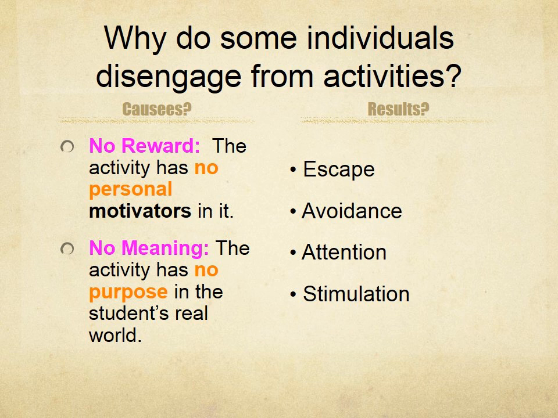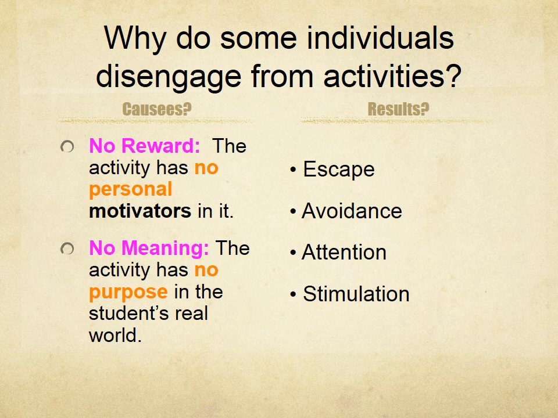We wonder why the individual is acting out, not wanting to go to the activity or even complete the activity. And I think that most of us are aware of some of the reasons that individuals may disengage from those activities. So I've just listed some here for us to review. For instance, some of the causes: if there is no reward. So this activity has no personal motivators in it. And I'm going to talk about personal motivators. We might think the activity is motivating, but it has to be personally motivating to that person. It also may have no meaning. The activity has no real purpose in the student's real world. So we really have to think those are two key features.